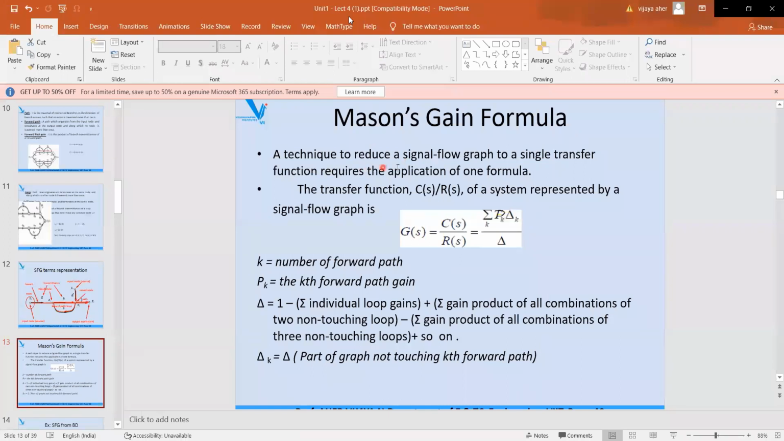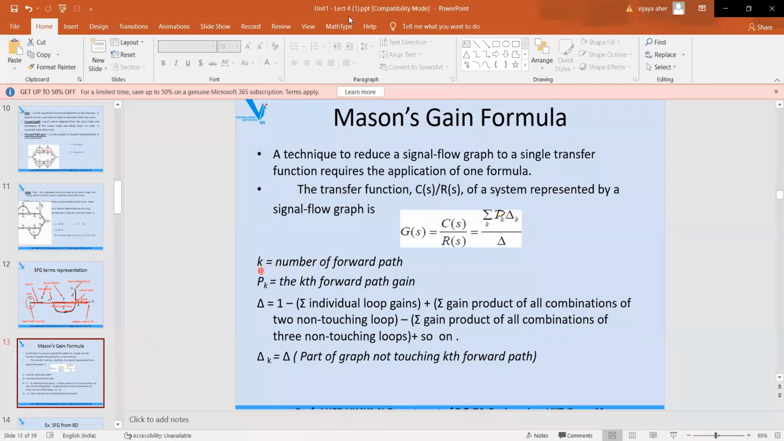Okay, so a technique to reduce SFG, signal flow graph, to a single transfer function requires the application of one formula, and that formula is nothing but Mason's gain formula. So the transfer function is C(s) divided by R(s) of a system represented by signal flow graph. The equation for transfer function is the ratio of output to the input. What is output in our case? Output is C(s) and input is R(s). So what is the equation? Mason's gain formula is equal to summation of k to infinity P_k into Δ_k divided by Δ. Now what is this P_k, Δ_k and Δ?